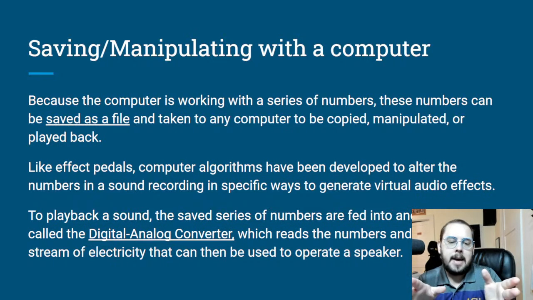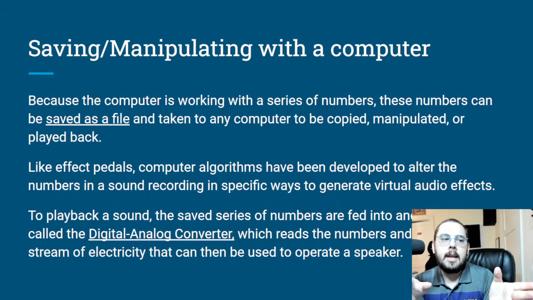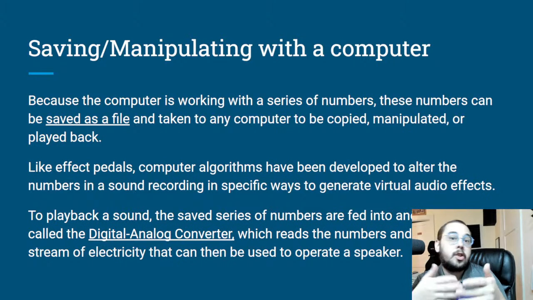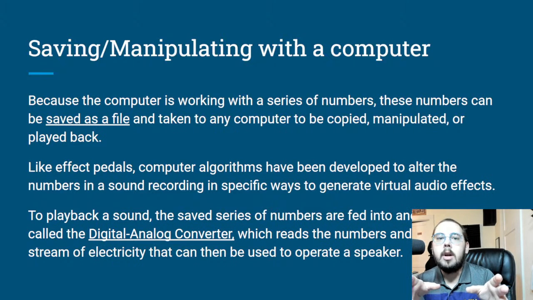So effect pedals, if you've ever played guitar or seen how that works, have circuitry that distorts and changes the electricity and changes the sound. Computers have algorithms that do the same thing to the numbers. So you can apply digital reverbs and delays and distortions and all that just by changing the numbers from what they originally were when you recorded the sound. So that's how we can alter the sound in our computer programs, just by changing the numbers.